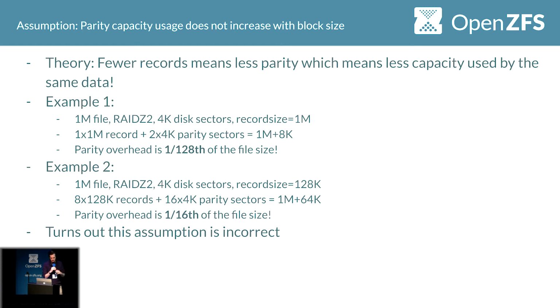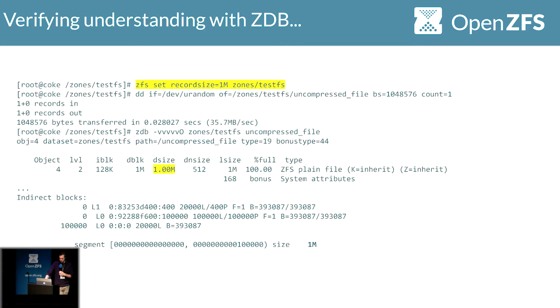Turns out this assumption is incorrect, but I didn't know this at the time. That's why it's an assumption, so we went along with it anyway. The first thing we did was try to verify that ZFS was doing the things we thought it was doing. So we created a file system, set its record size to 1 meg, and wrote a 1 meg file uncompressed, and we can see that on disk it is 1 meg. That's exactly what we wanted.